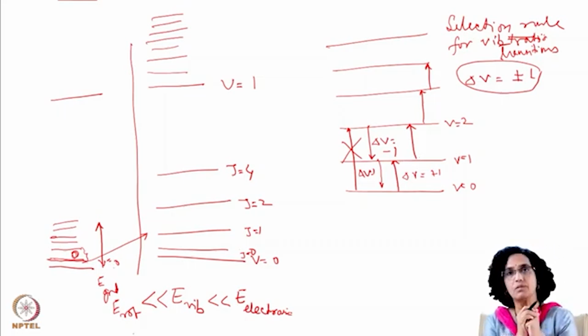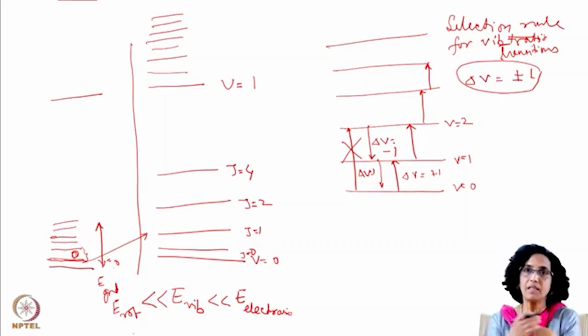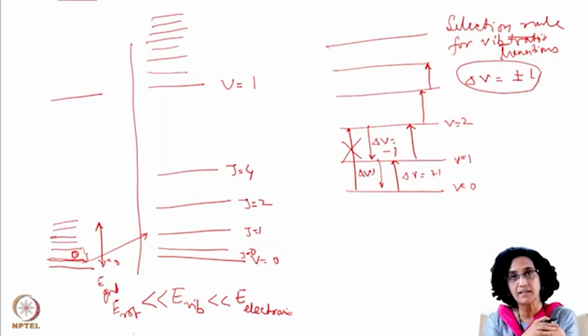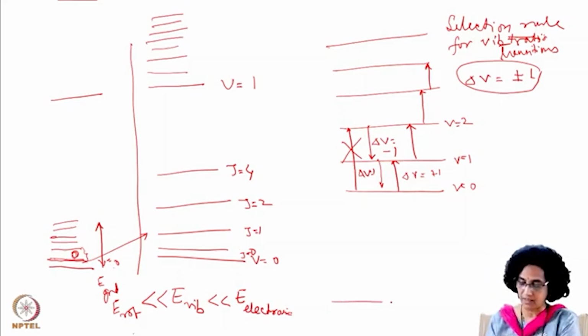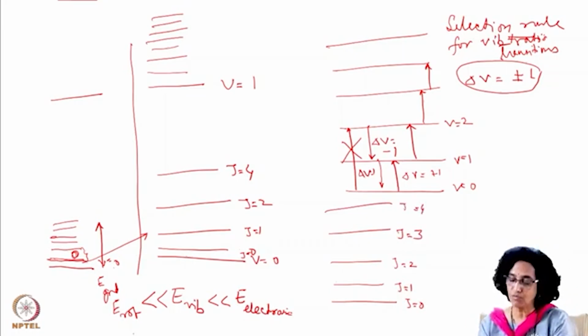Now, do we also have any selection rules for rotational transitions? Because rotational levels are also there, and then we have population. Is it possible that we can have transitions among rotational levels? Yes. So if these are the rotational levels, J equal to 0, J equal to 1, J equal to 2, J equal to 3, J equal to 4, and so on, then the selection rule for rotational transitions is that delta J should be equal to 0 or plus or minus 1.